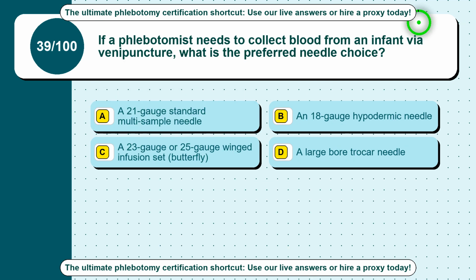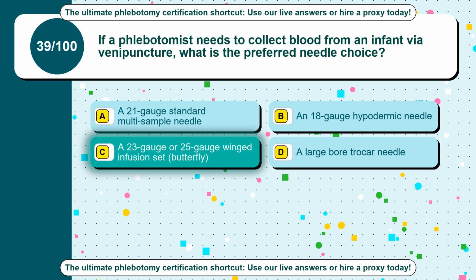Question 39. If a phlebotomist needs to collect blood from an infant via venipuncture, what is the preferred needle choice? Option A, 21 gauge standard multisample needle. Option B, an 18 gauge hypodermic needle. Option C, a 23 gauge or 25 gauge winged infusion set, butterfly. Option D, a large bore trocar needle.